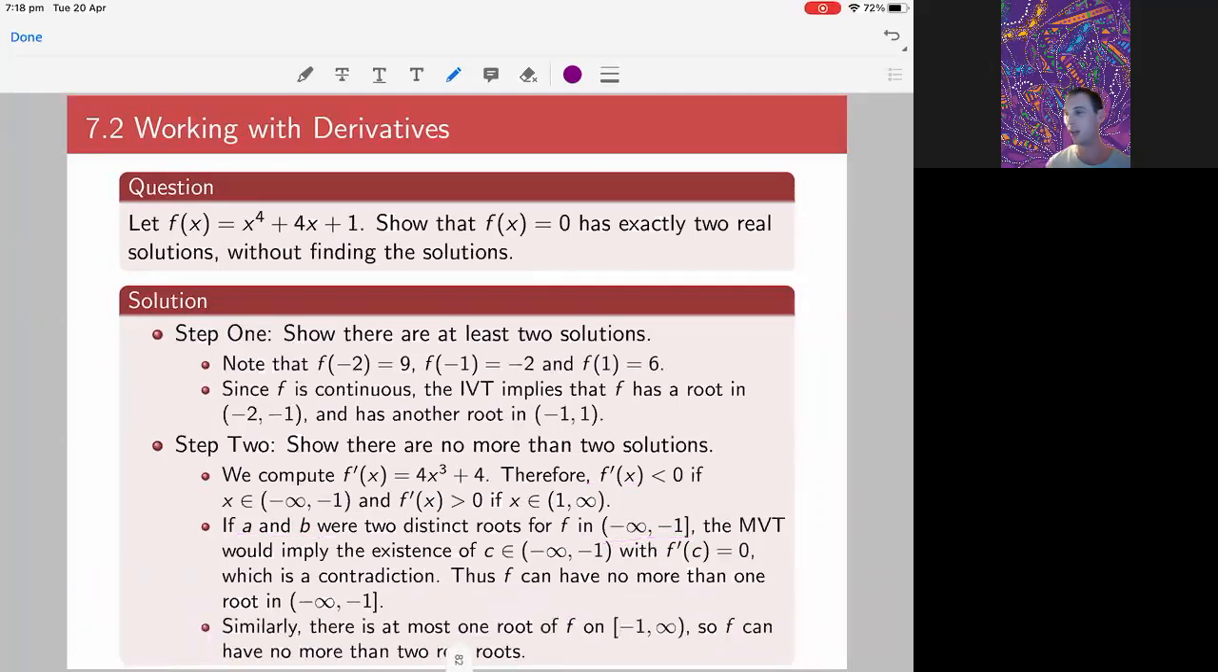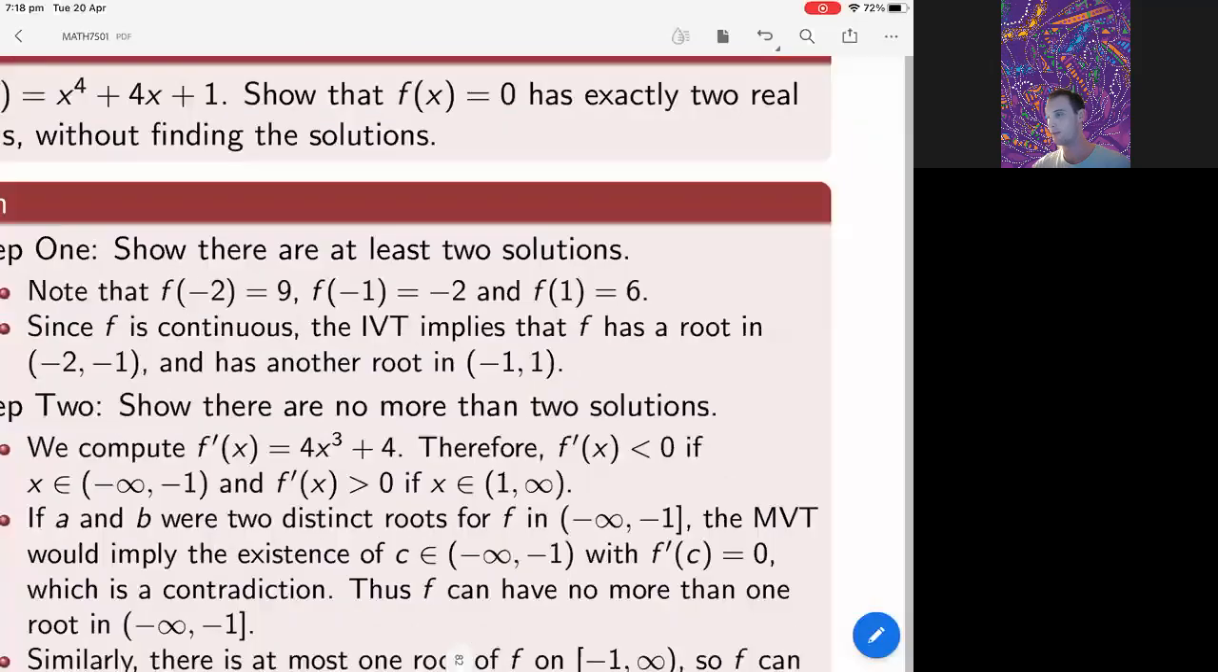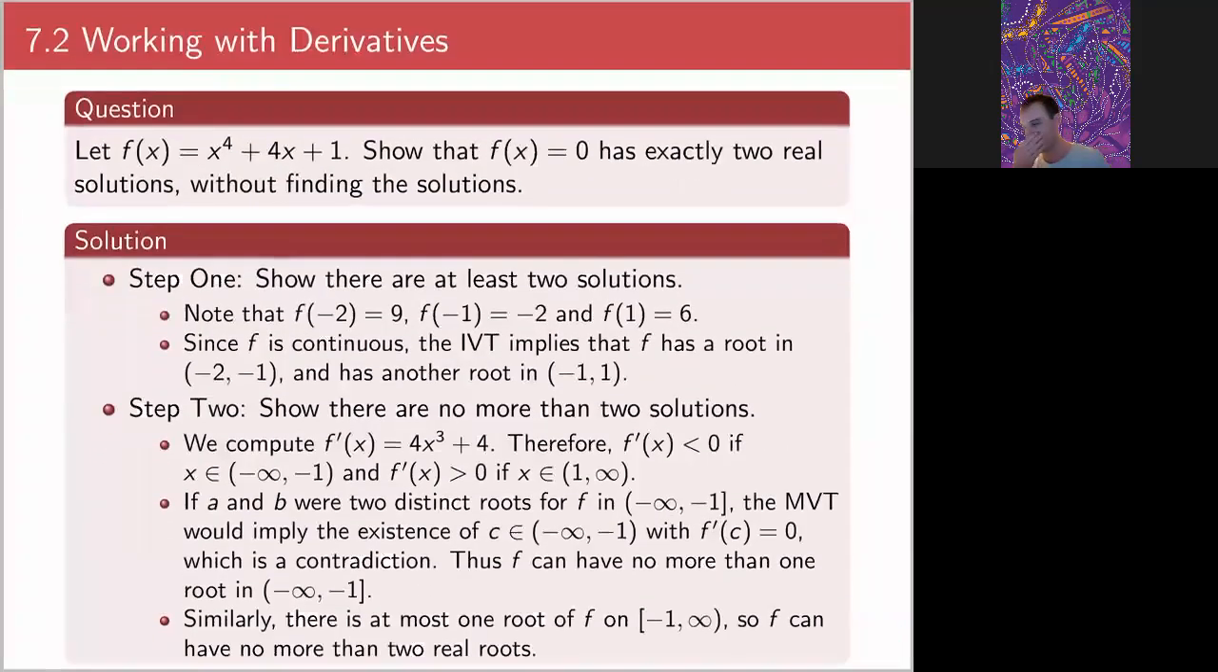You can do the exact same thing on the other interval, and you can again use the mean value theorem to obtain a contradiction with the existence of two roots on the other side. So that means that there can only be one root on one half, and there can only be one root on the other half. We've already found those roots, so step 1 and step 2 combine to show that there have to be exactly two real solutions. They're distinct, there can't be any more than two, and there can't be any less than two.